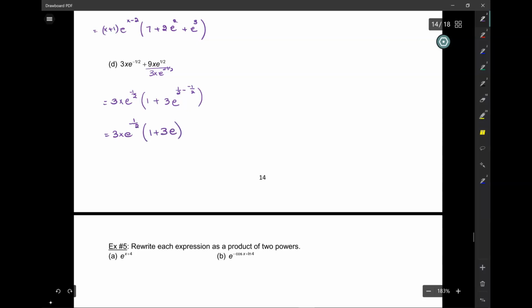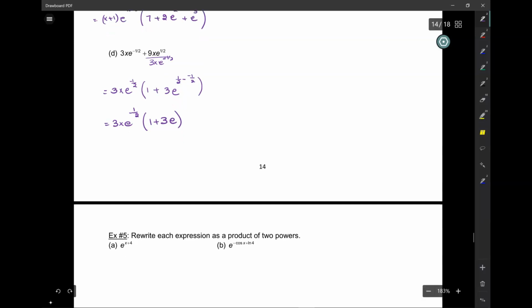Now, we're never allowed to leave negative exponents in our answers. So this little guy here, e to the negative 1/2, that's really 3x over e to the half, 1 plus 3e. But that's actually root e, isn't it? So in reality, this is all just 3x, 1 plus 3e over root e.